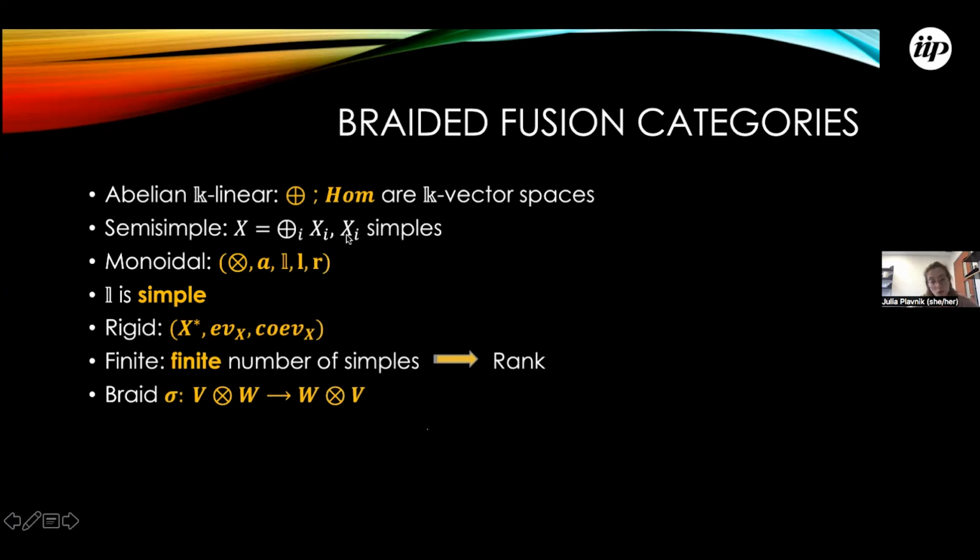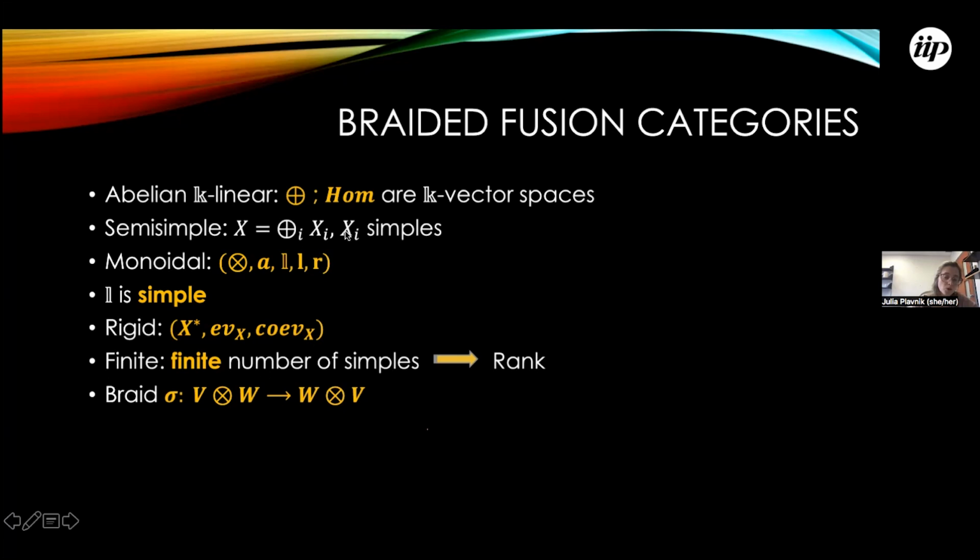Moreover, I will ask that one of these simples that I have is this unit. I will ask that this unit doesn't have any other sub-objects than itself and the zero. I will ask for existence of duals for every object in my category. And again, this evaluation and co-evaluation are these special maps that are inverses, but not exactly. They have this more complicated inverse idea behind, but that's the idea.